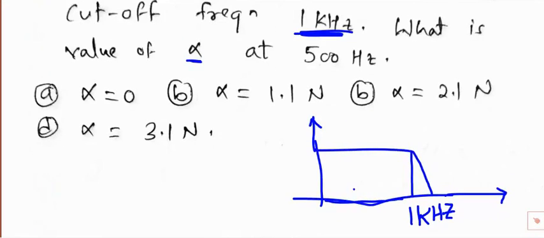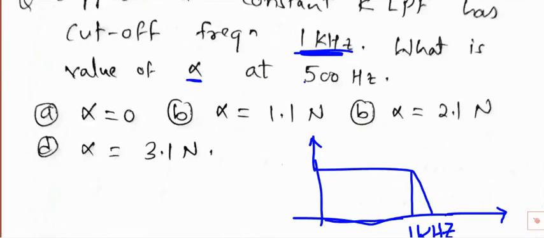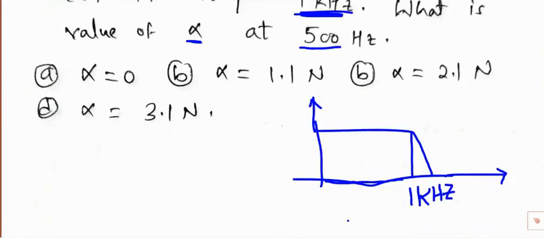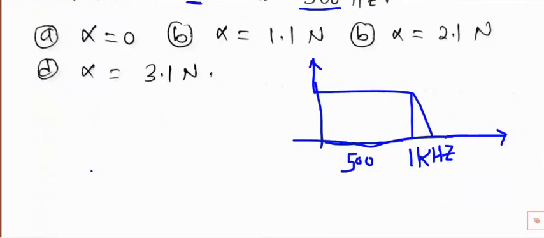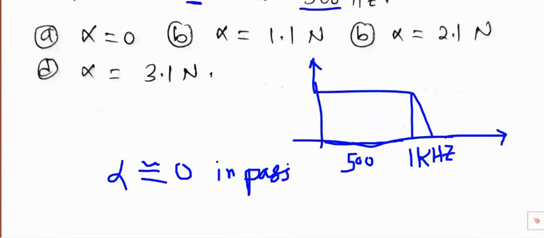Okay, then next, at what frequency do we have to calculate alpha? At 500 hertz. We have to calculate alpha at 500 hertz. So your alpha is always 0. Alpha is nearly 0, or it is always 0, in the pass band. So the answer for this question is alpha equal to 0.